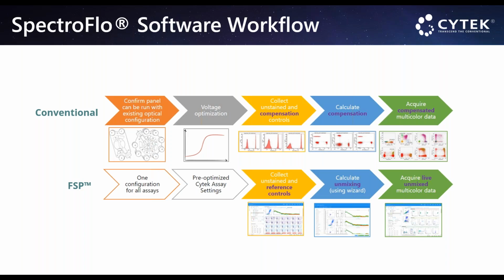Second, all of the instruments are preloaded with these optimized Cytek assay settings. This removes the need to adjust voltages on individual detectors, which you can imagine is especially important when you're using our 5-laser instrument with 64 detectors on board. So those 2 steps are removed. And then from then on, it's really similar. You're going to collect your unstained comp controls, which we're calling reference controls. On a conventional instrument, you'd call it compensation; on the Aurora or the Northern Lights, you call it unmixing using our wizard. And then the data coming off of it looks like you would expect from any other instrument.